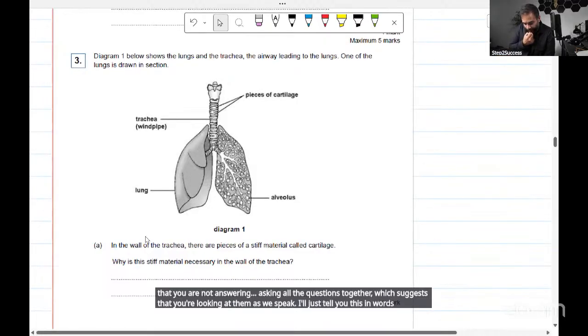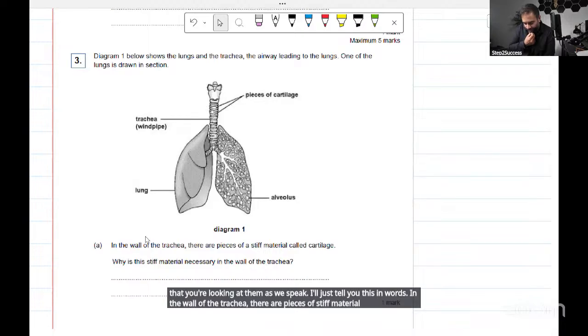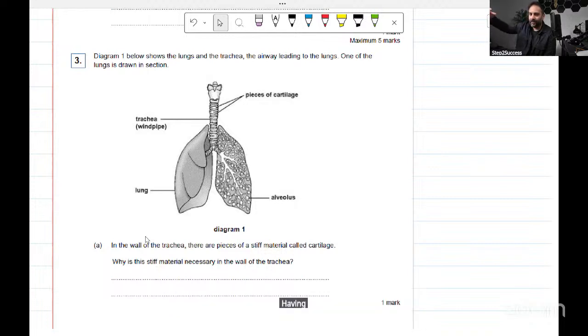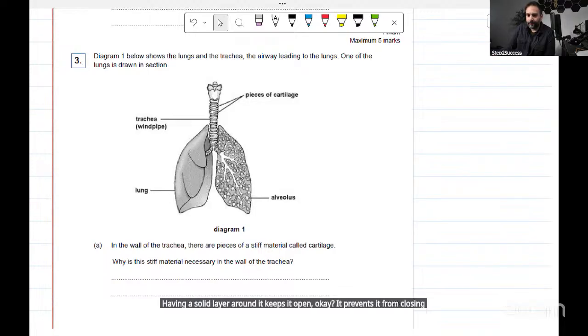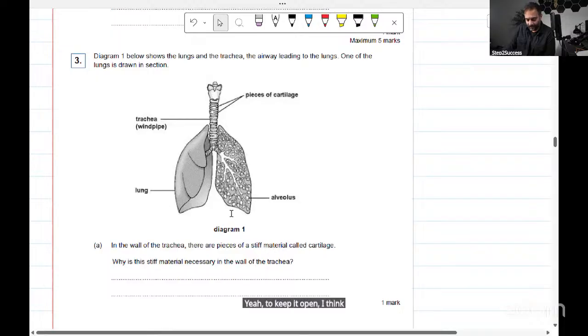In the wall of the trachea, there are pieces of stiff material called cartilage. Why is it necessary? It is to stop it from closing and to keep it open. It's like a protection, having a solid layer around it keeps it open. It prevents it from closing. So to keep it open, I think, is the best answer.